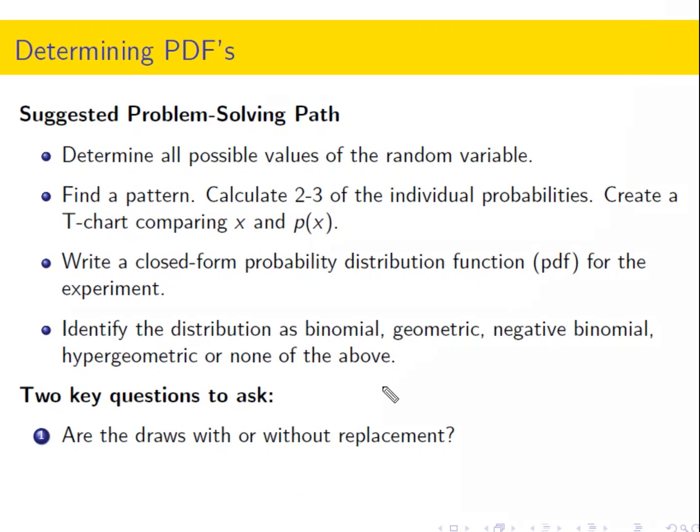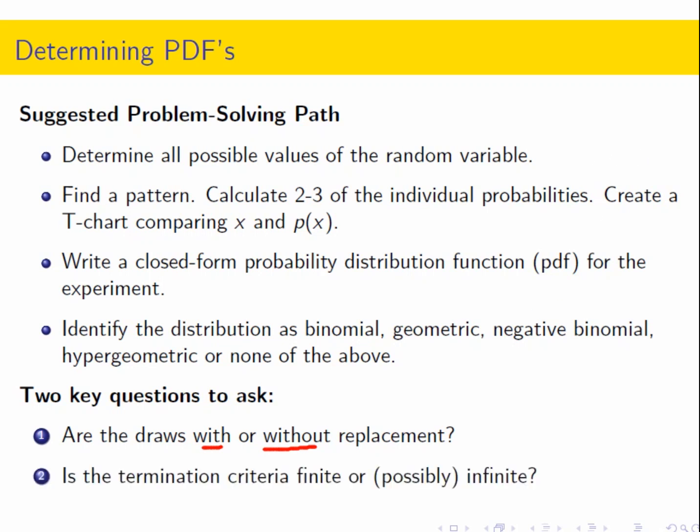And while we're doing this, to determine which of the four it is, we're going to ask a couple of key questions. First of all, are we drawing with or without replacement? So when we're drawing, you might want to jot this down in your notes. When we're drawing with replacement, that's hypergeometric. And without replacement is the other three.